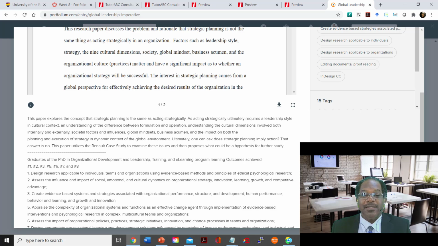Acting strategically ultimately requires a leadership style in a cultural context, an understanding of the difference between formulation and operation. Understanding the cultural dimensions involved, both internally and externally, societal factors and influences, global mindsets, business acumen, and the impact on both the planning and execution of strategy in the dynamic context of the global environment. Ultimately, does strategic planning imply action planning? I say no, we have to do something.